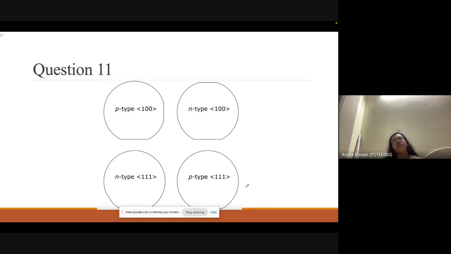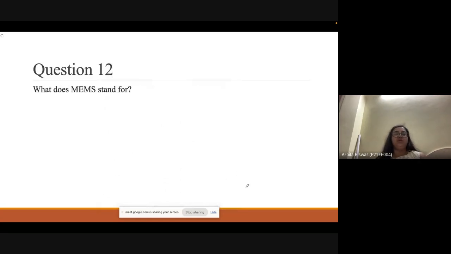So next we are moving toward question number 12. What does MEMS stand for? This is a basic question, but what do you understand about the word MEMS? Please write, or you can unmute yourself and discuss here. What do you understand about this word, MEMS? What does MEMS stand for? Please try to give the answer.